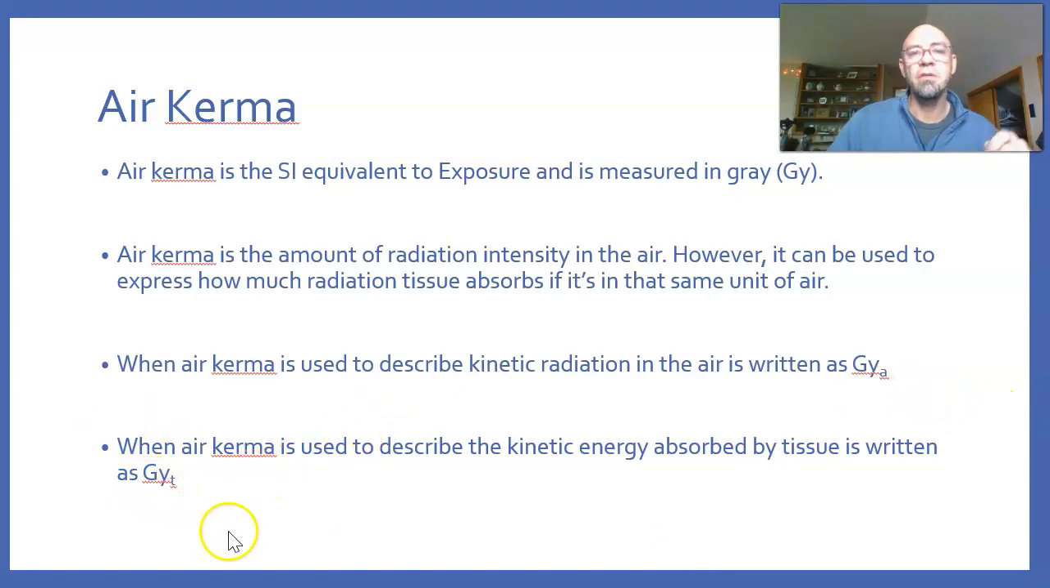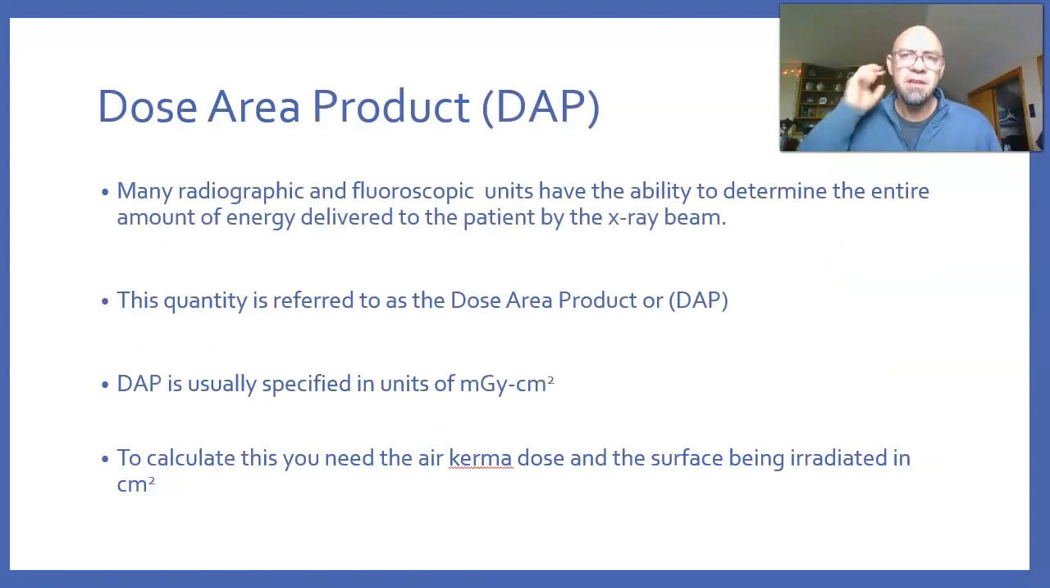So air and tissue. That's what the little A means, that's what the little T means, and that is air kerma. And that is talking about exposure to radiation. Now, I think I've talked about dose area product before, but what dose area product looks at is the square area of what's being irradiated.